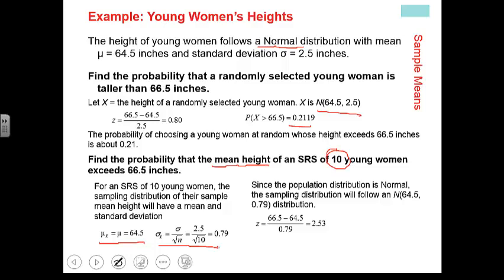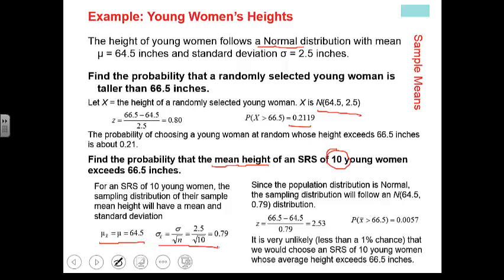So it is following a normal distribution. We know that because the original population was normal. We can find a z-score if we wish. We can draw it if we wish. And the probability comes out to be 0.0057, a good bit smaller. It is very unlikely, less than a 1% chance, that we choose a simple random sample of 10 young women whose average height exceeds 66.5 inches. So we can see the difference in the probability.